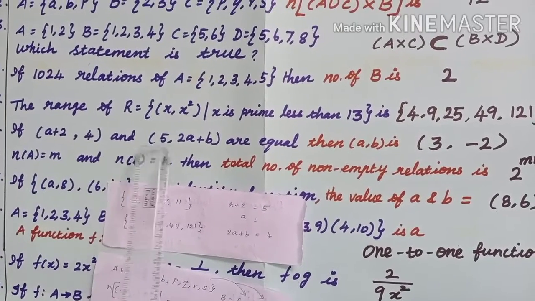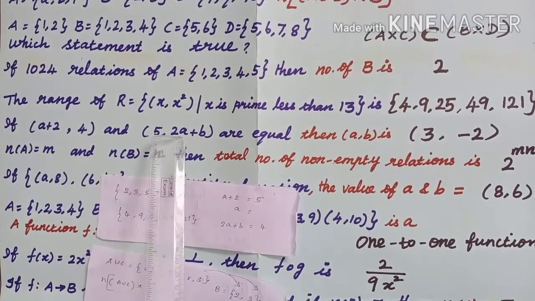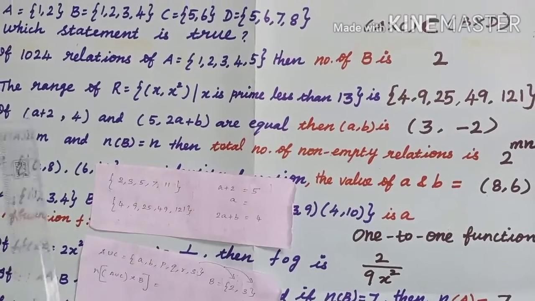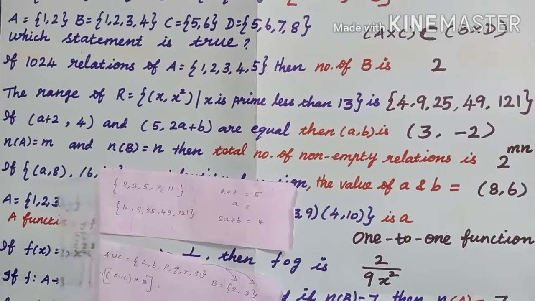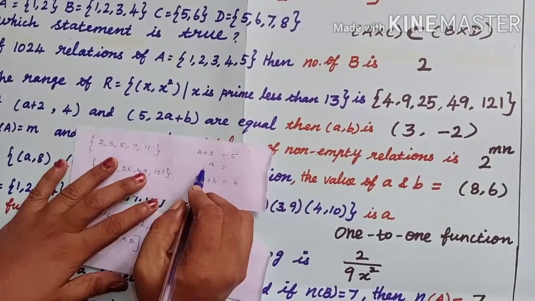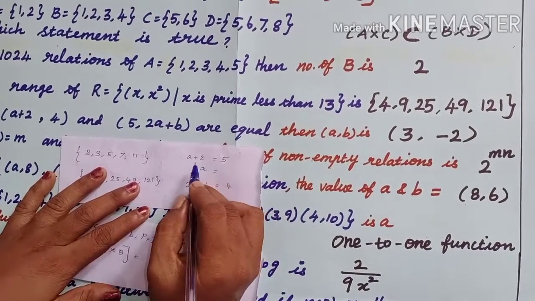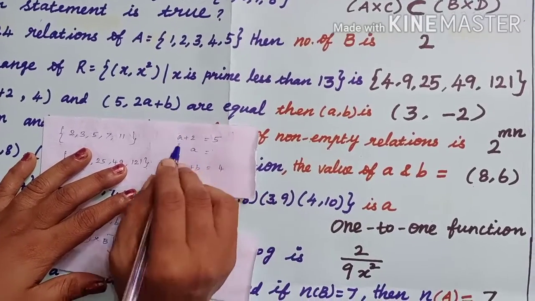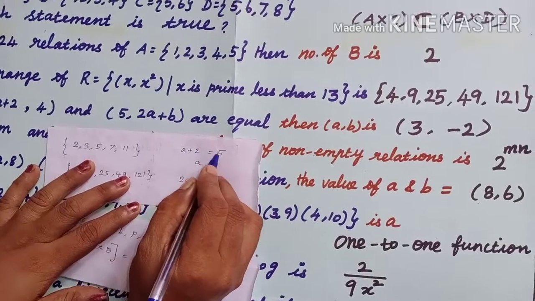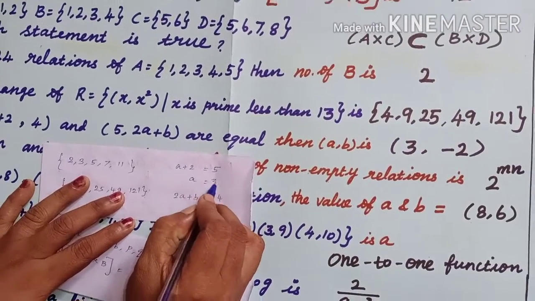So we go to the sixth question. (a plus 2, 4) and (5, 2a plus b) are equal. So first number equals first number. A plus 2 equals 5. Which number do you add to 2 to get 5? 3. So a equals 3. If you substitute, 3 plus 2 equals 5. So the answer for a is 3.